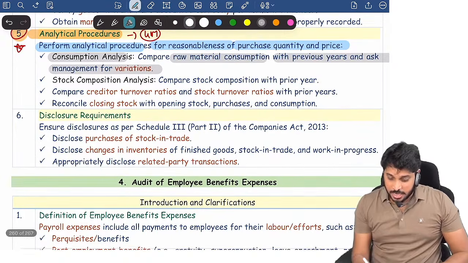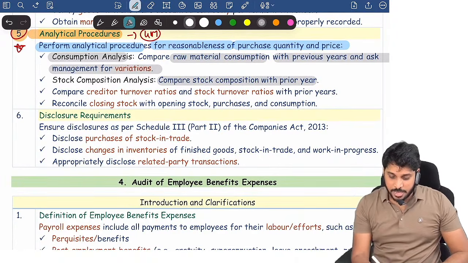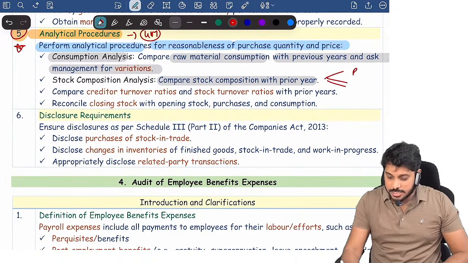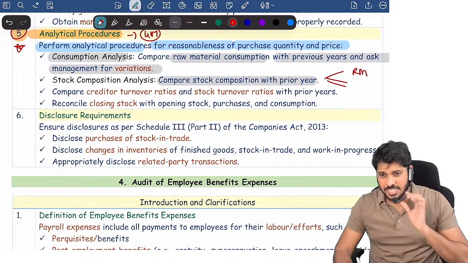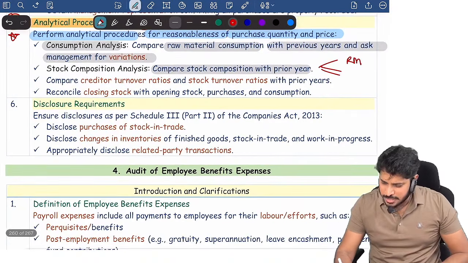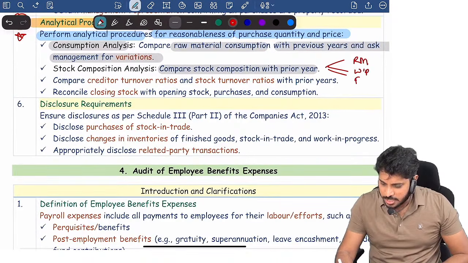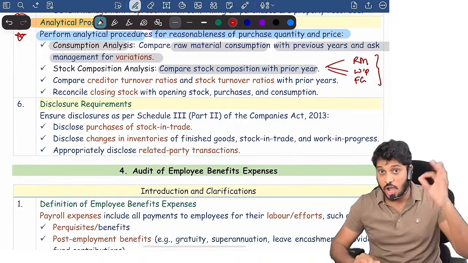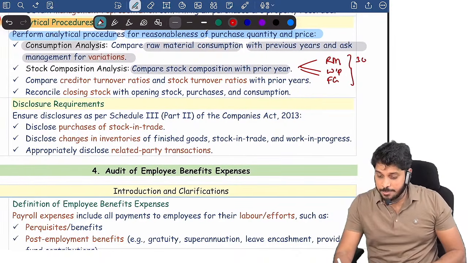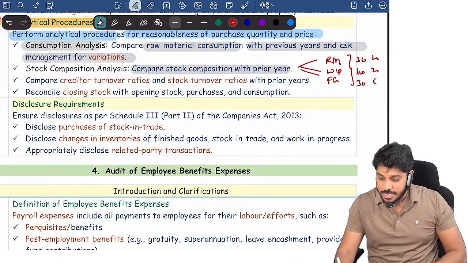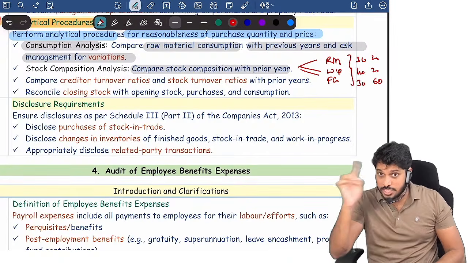Ask. Compare stock composition with prior period. What is stock composition? Last year raw material how much? Last year work in progress how much? Last year finished goods. Last year 30% raw material, 40% work in progress, 30% finished goods. This year it is 20%, 60%, and so on. So composition we should compare.